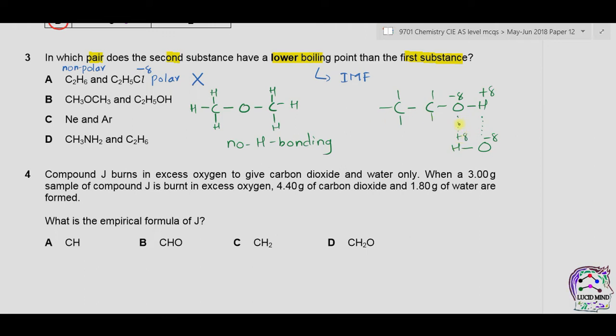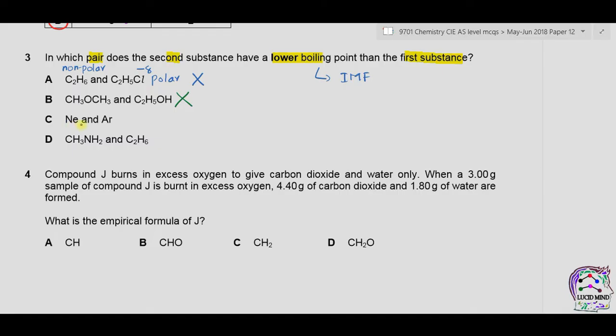So therefore hydrogen bonding is present in ethanol and it is absent in ether. So therefore ethanol would have higher boiling point as compared to ether. So B is also incorrect. C, we have neon and argon.